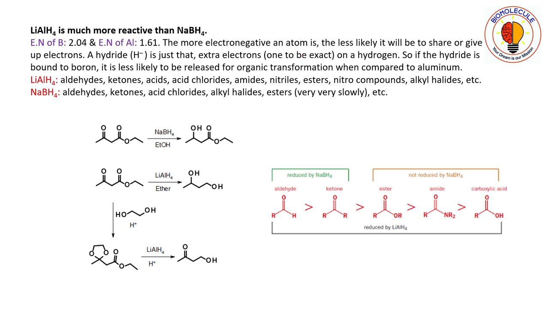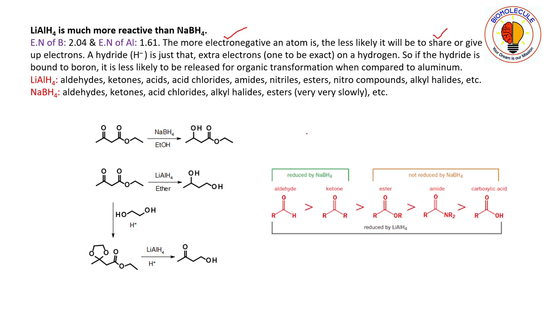The more electronegative an atom is, the less likely it will be to share or give up electrons. So if an atom is more electronegative, then it will not have a tendency to share or to give its electron to other atoms or groups. A hydride is just that, extra electrons, one to be exact, on a hydrogen. So if the hydride is bound to boron, it is less likely to be released for organic transformation when compared to aluminium.